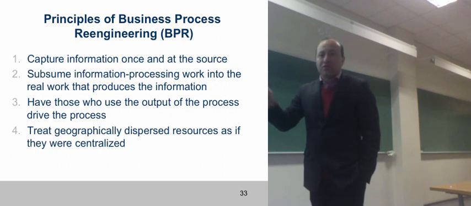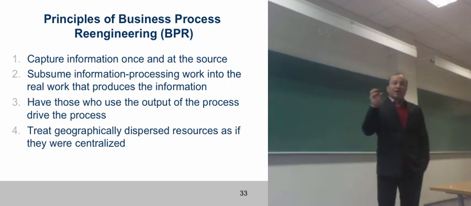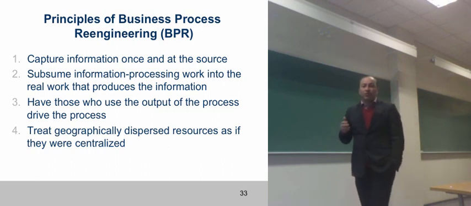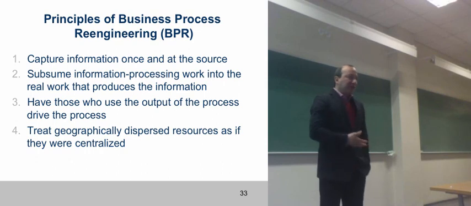You should subsume information processing work, meaning that's obvious. Right? The first one is obvious. No duplicate data. Duplication leads to problems. Subsume information processing work into the real work that produces the information. So don't have tasks where you are only entering data. That's pretty pointless. Have the person doing work, like for example, ordering a plant. I need to express the fact that I need an order and also entering the data at the same time.